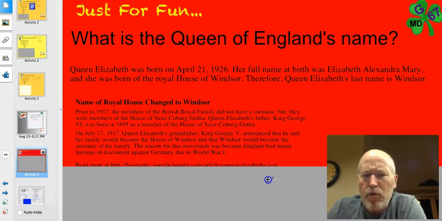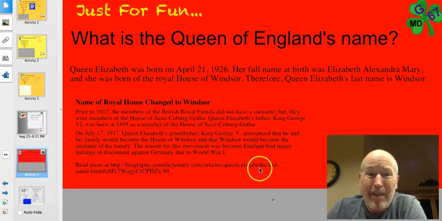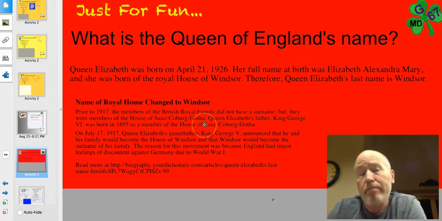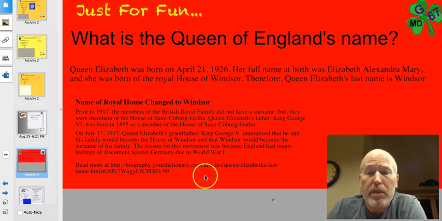Interestingly enough, she would have been born earlier, like in the early 1900s, she would have had a different last name. It appears that prior to 1917, the members of the British royal family had this other name, Saxe-Coburg-Gotha. But King George V changed that because there were some negative feelings towards Germans after World War I in England, and so he changed it to the House of Windsor instead of the House of Saxe-Coburg-Gotha. Not even sure if I pronounced that right, but it's kind of interesting.